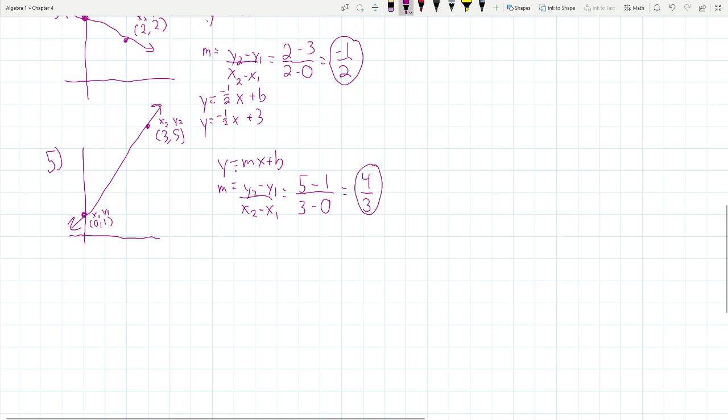I'm still not done yet because I'm solving this y equals mx plus b. So instead of m, I'm going to write 4 over 3 x plus, we're already given where our location is. Here's when x is 0, what is y? When x is 0, y is 1.